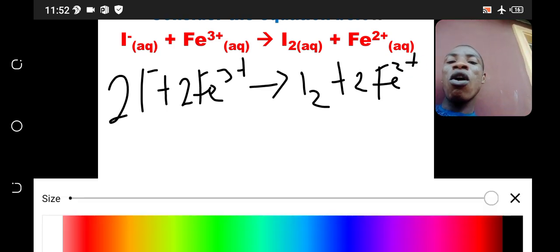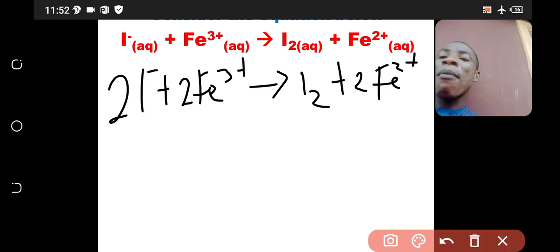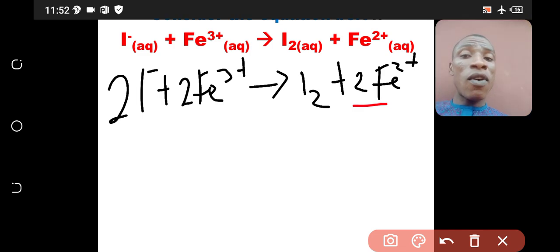You can always check if your answer is correct or wrong in an exam. Just check how many I are here: 2I. How many I are here: 2I. How many Fe are here: 2Fe. How many Fe are here: 2Fe. Right? So all the atoms are balanced.